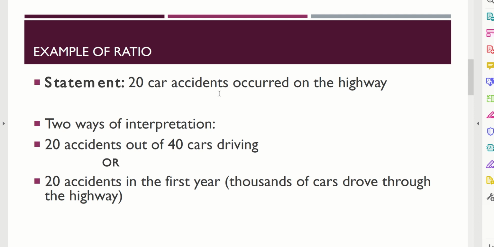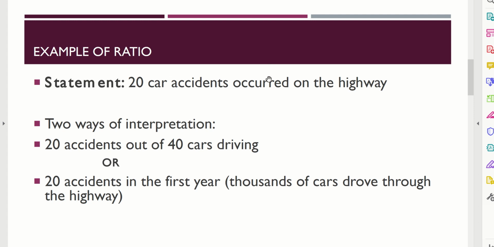So here's an example of a ratio. Let's say I gave you a statement: 20 car accidents occurred on this highway. Let's say there's a highway, and I tell you 20 car accidents occurred on that highway. Now, there's two ways you could think about this. Did 20 accidents happen out of 40 cars, right? Or was it 20 accidents in the first year?